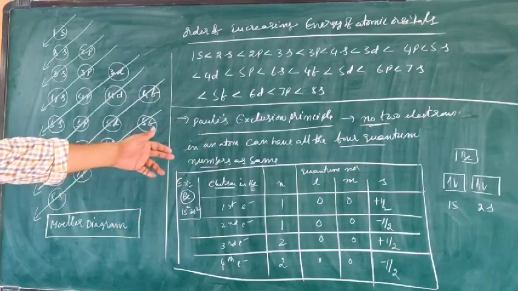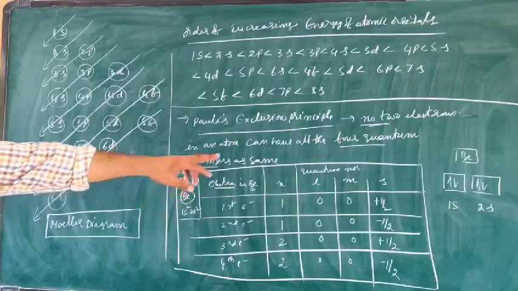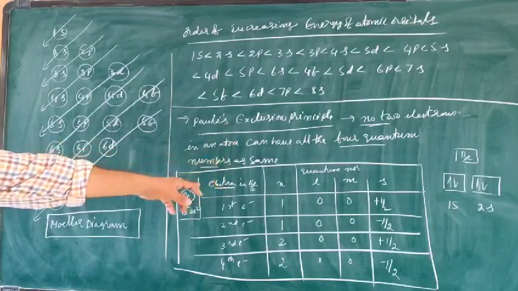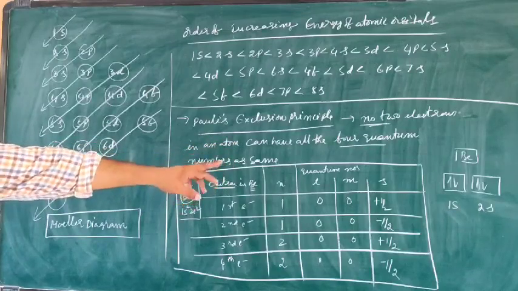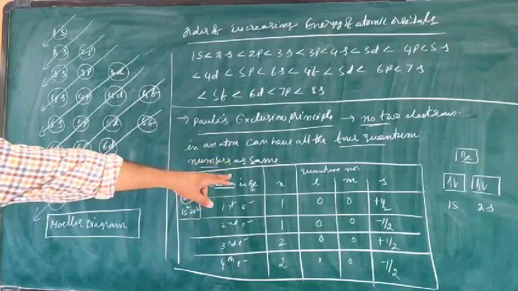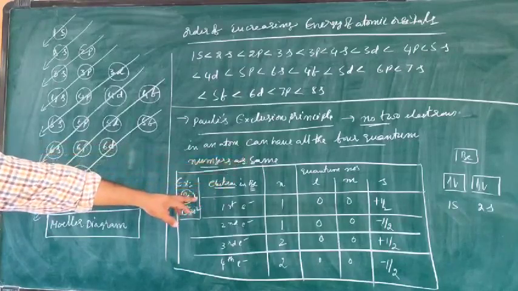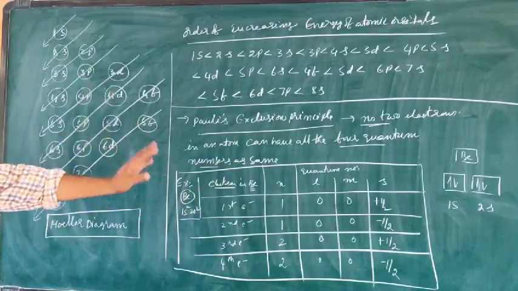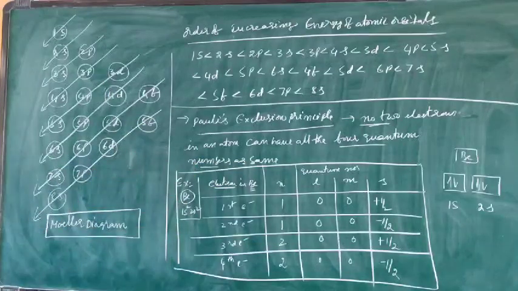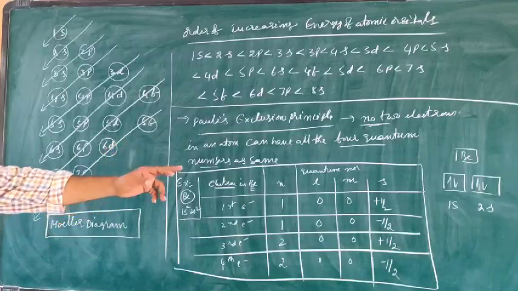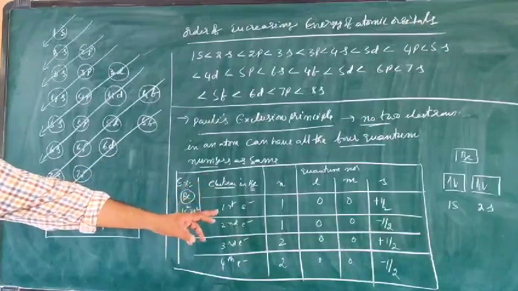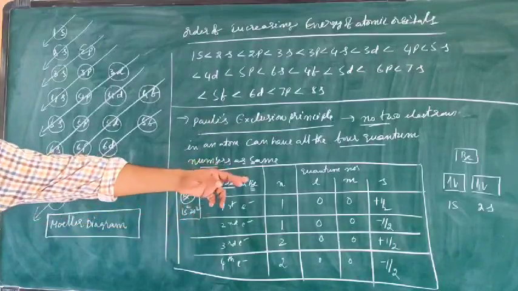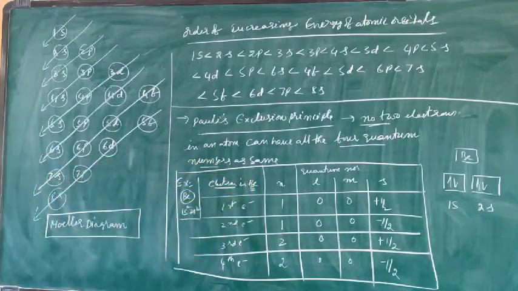Let us consider the first electron. It is present in the 1s orbital. n is equal to 1. For s orbital, l is equal to 0. If l is equal to 0, m is equal to 0. It is present in the upward direction, so the spin quantum number is represented by plus half. For the second electron, the only difference is downward spin, so the spin quantum number is represented by minus 1 by 2.